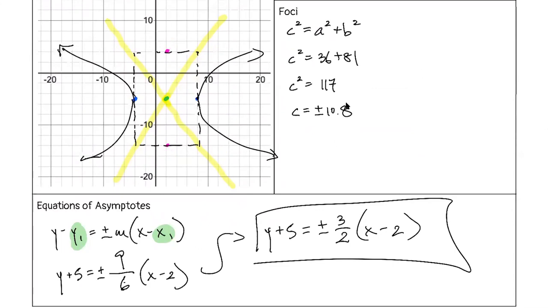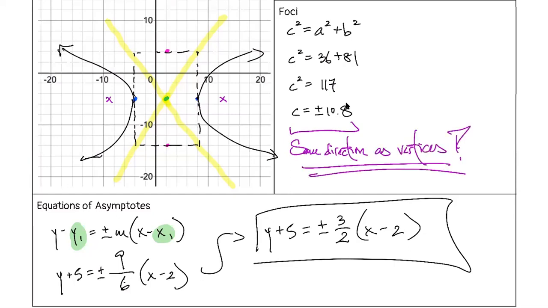Okay, let me go back to the center. Sorry, we're counting out 10.8. So 2, 4, 6, 8, 10.8. Yes, so sorry. Same direction as the vertices. All right, thank you for catching that.